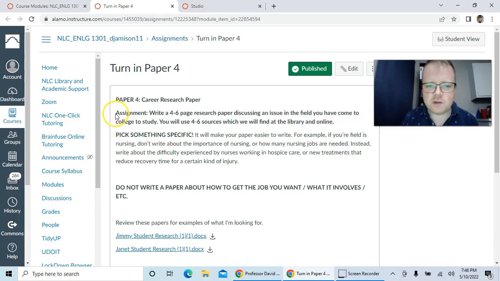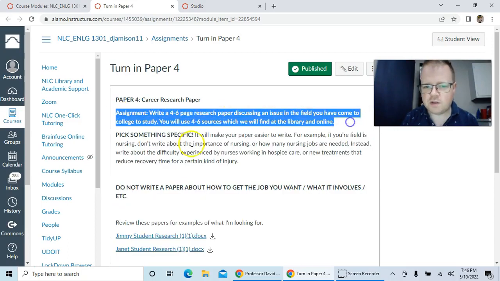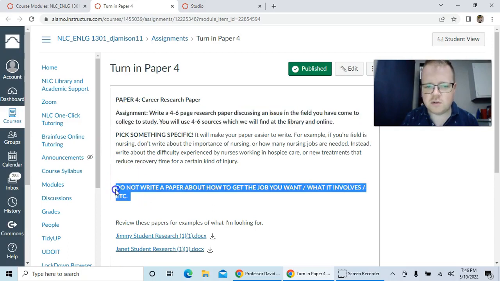So for this topic, we want to pick something really specific, and this is so important that I put it in bold down here. Don't write a paper about what your field of study does, or how much money they make, or how to get that job, what credits you need, that kind of thing. Most of you have already written that paper in a class that you had in high school or some early college class or something like that. And so I'm not really interested in that paper.